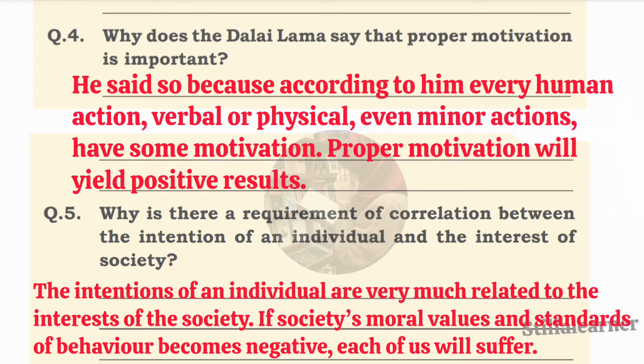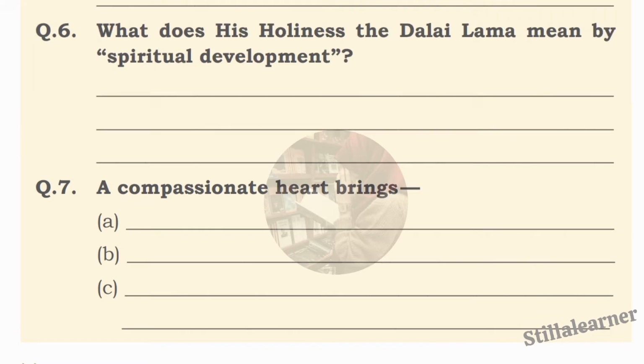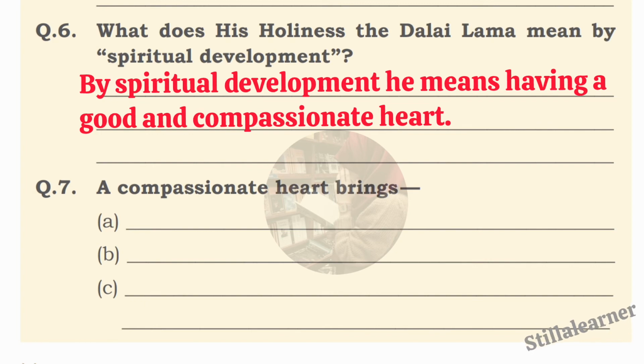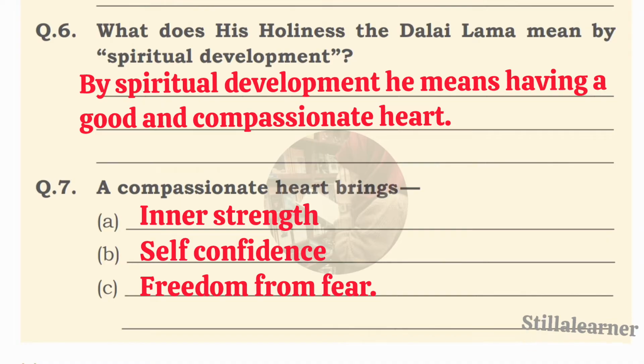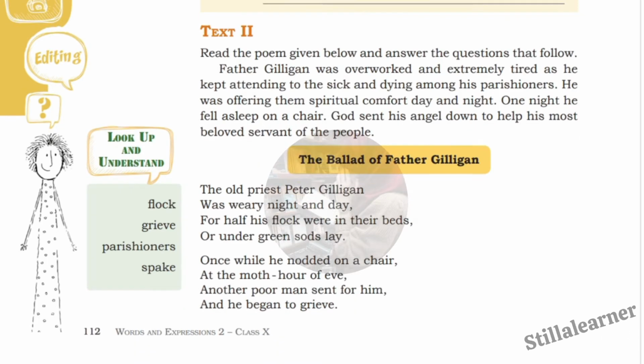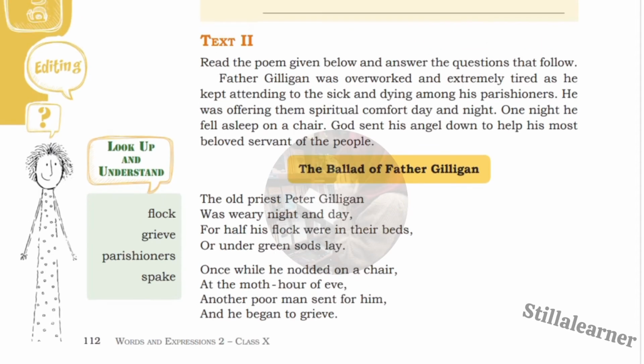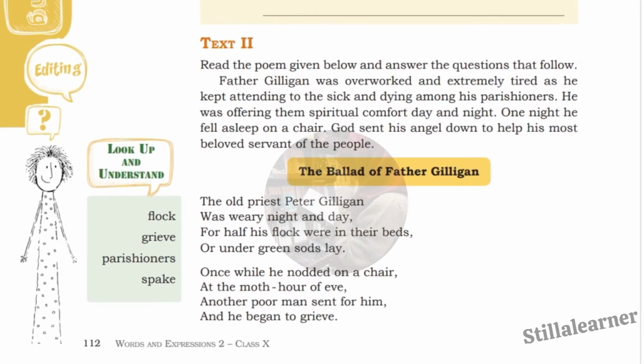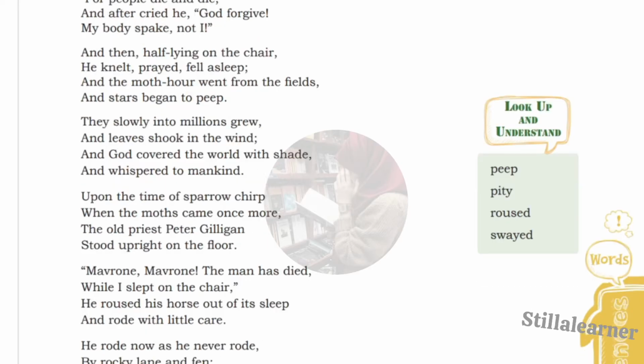Okay, guys. Now we'll see the sixth question, which is, what did His Holiness the Dalai Lama mean by spiritual development? Answer: by spiritual development, he means having a good and compassionate heart. Seventh question: a compassionate heart brings inner strength, self confidence, and freedom from fear. Okay, guys, now we'll move to the next part, that is text 2. Here, one poem is given. So we have to read and understand the poem, then only will we be able to answer the given questions.